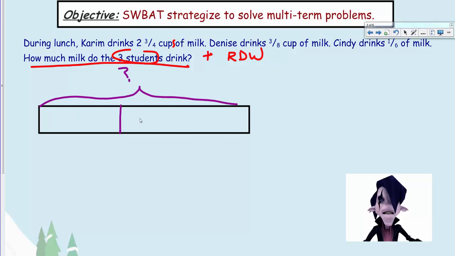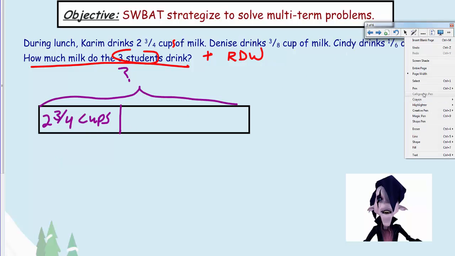Some of you might get stuck thinking, I don't know where to draw my line. And you know what? It really doesn't matter, because we're not actually trying to draw that amount to scale. This is just the visual representation of our problem, and that's what we're doing here. That's it. And this was cream, so I guess I could use the same color.